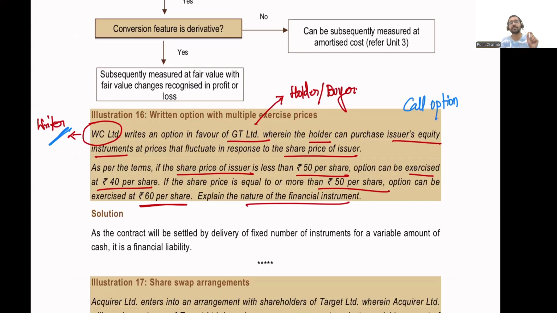Now remember, for derivatives, I said we are supposed to evaluate the fixed for fixed test. Does WC Limited have an obligation to deliver a fixed number of equity shares for a fixed amount of consideration? Let us say, although it's not mentioned over here, the number of equity shares to be delivered is 10,000. So, fixed number of equity shares for a fixed amount of consideration.